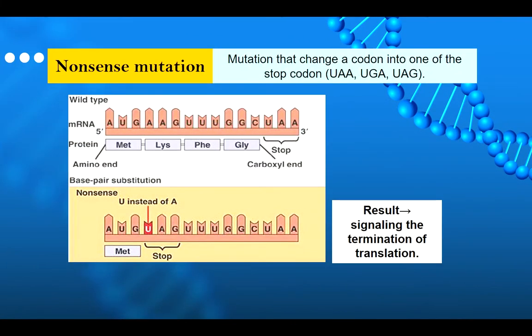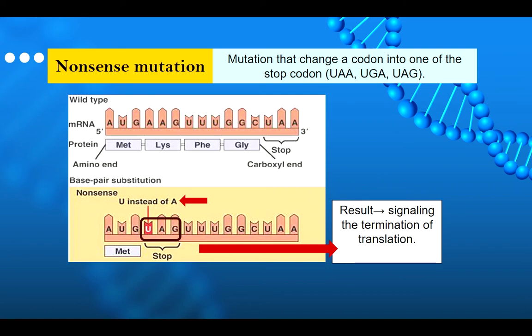Nonsense mutation. Nonsense mutation is a mutation that changes a codon into one of the stop codons such as UAA, UGA, and UAG. For example, the substitution of U instead of A in mRNA shown will produce stop codon UAG, signaling the termination of translation.